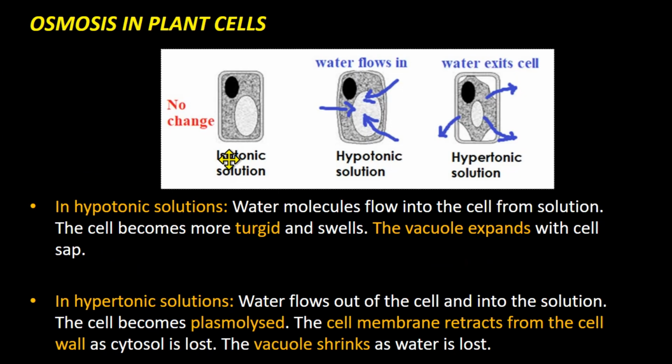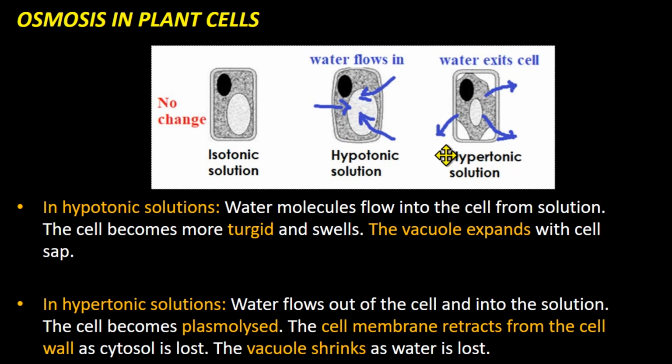So in plant cells, of course, in the isotonic solution, you wouldn't see any change here because the net flow of water in and out is going to be 0. In hypotonic solutions, where there's more water and less solute outside of the cell, there's a higher water potential outside. Water molecules are going to flow into the cell from the solution. So the cell is going to become turgid and is going to swell. The vacuole is going to absorb water and then expand with cell sap.